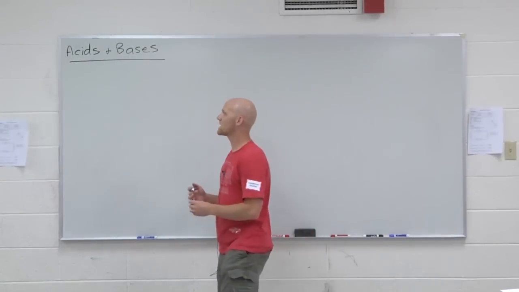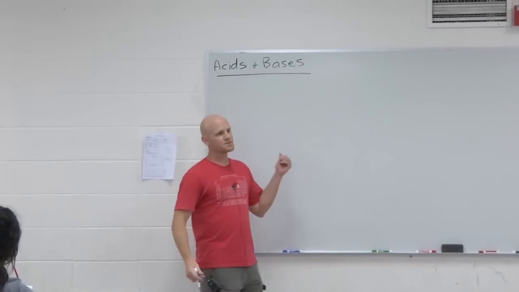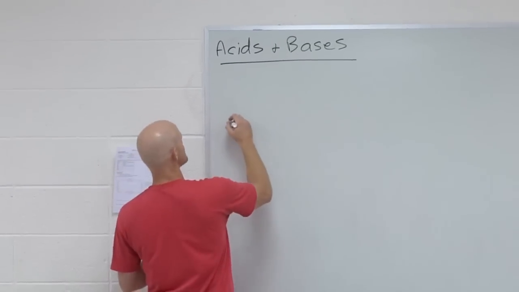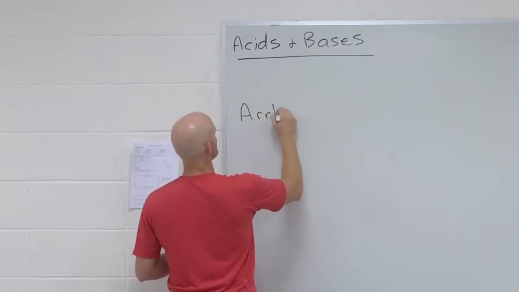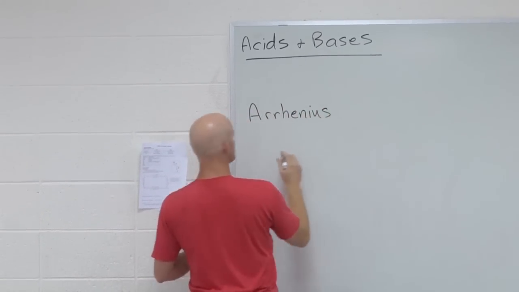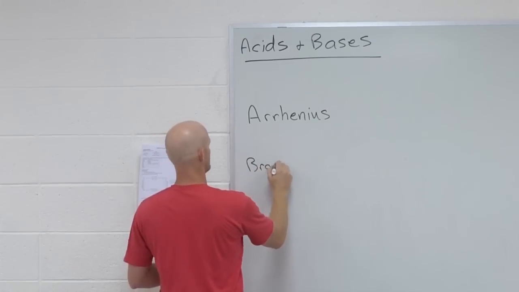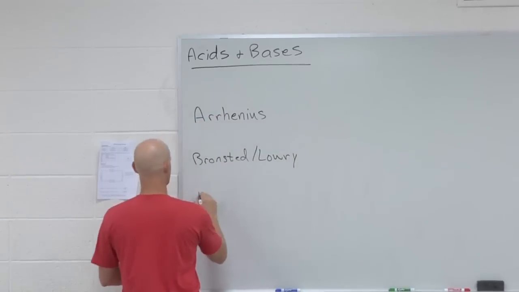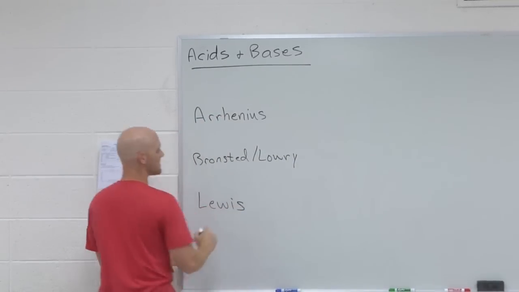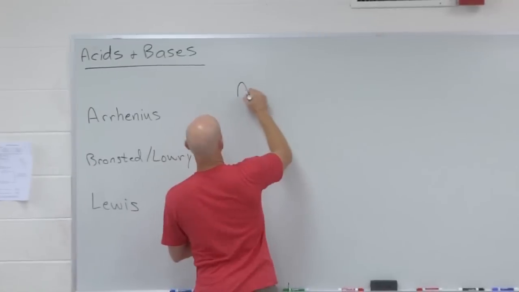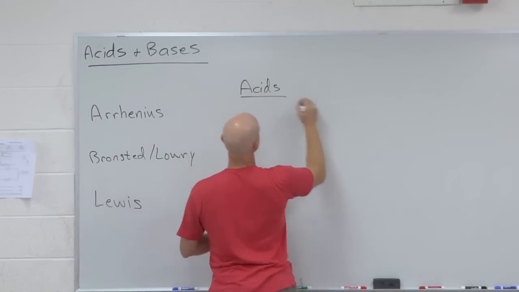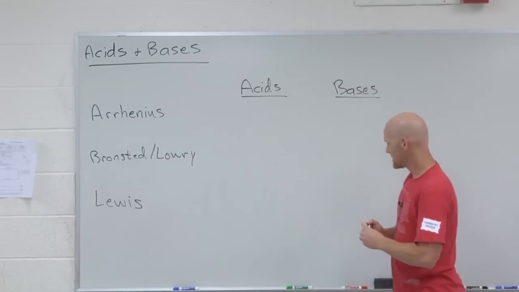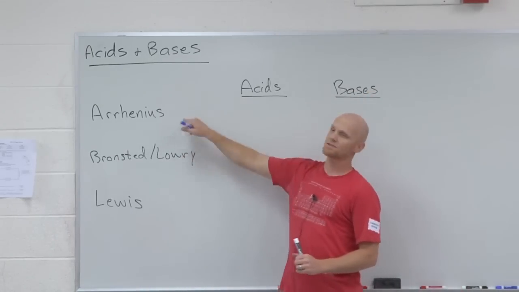All right, let's dive in. Let's talk about acids and bases. The first part of talking about acids and bases is you just got to get the 3 different definitions for acids and bases. So 3 different sets of people came up with definitions for acids and bases. Mr. Arrhenius. So then came along Mr. Bronsted and Mr. Lowry. And then Mr. Lewis came up with the ultimate definition. So we got acids, and bases. So what did Mr. Arrhenius say was an acid?